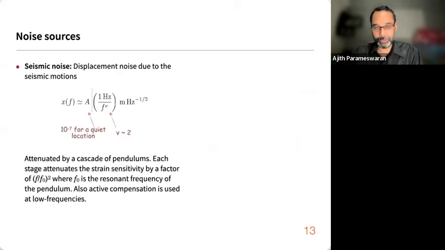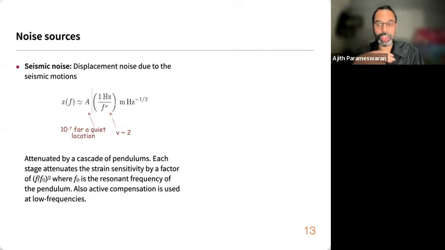But there are actually ways of going around the standard quantum limit using techniques like a squeezed state of the vacuum. I won't talk about that. There are also other sources of noise.